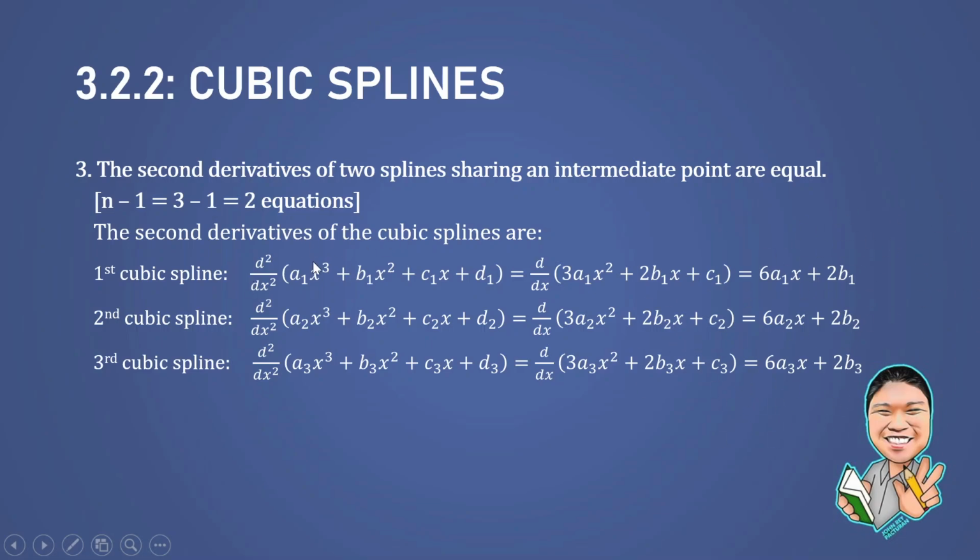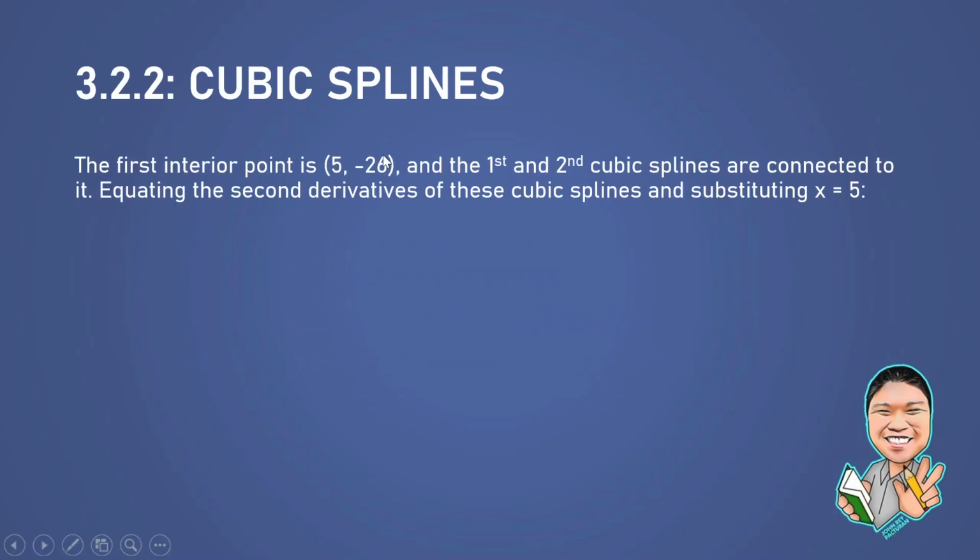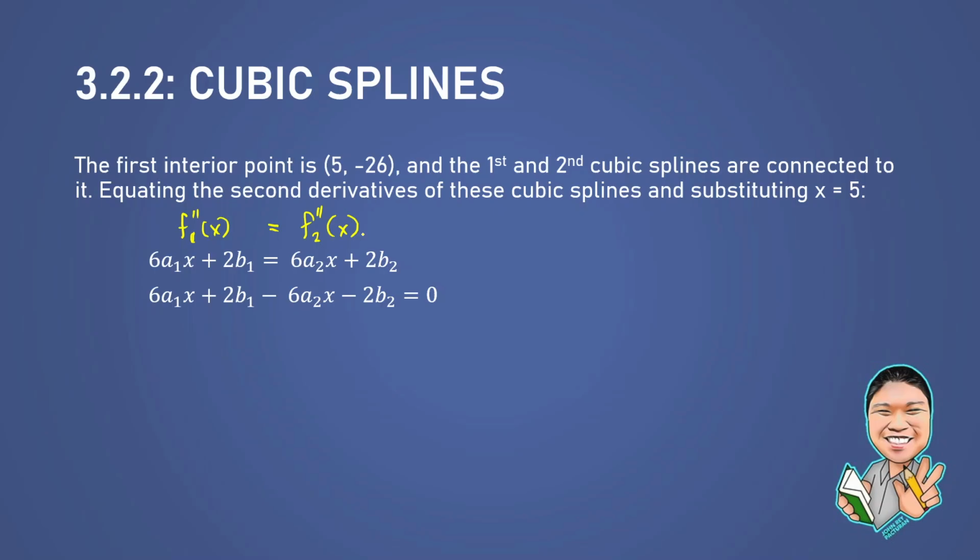So, these are our second derivatives. And it says here that the second derivatives of the two splines that share intermediate points are equal. So, the first interior point is (5, -26), and the first and second cubic splines are connected to it. Equating the second derivatives of these splines and substituting x equal to 5. So, the second derivative of the first spline is equal to the second derivative of the second spline. And with simple algebra, just transpose these terms to the left.